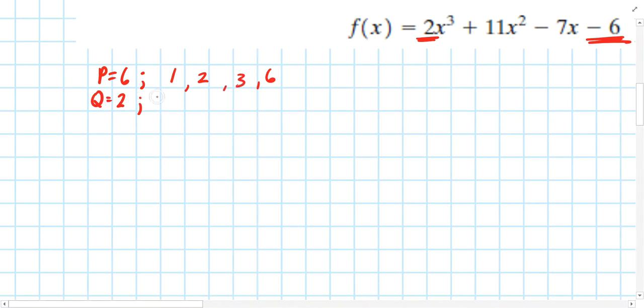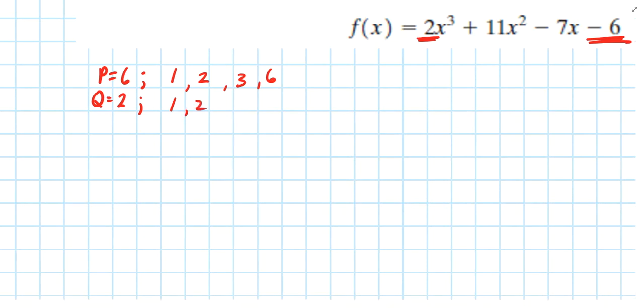Same thing is done with the factors for q. Well, the smallest factor is 1 and the largest factor is 2. Are there any whole numbers between 1 and 2 that evenly divide the number 2? Well, that answer is no. So our entire list of factors for q are simply 1 and 2.